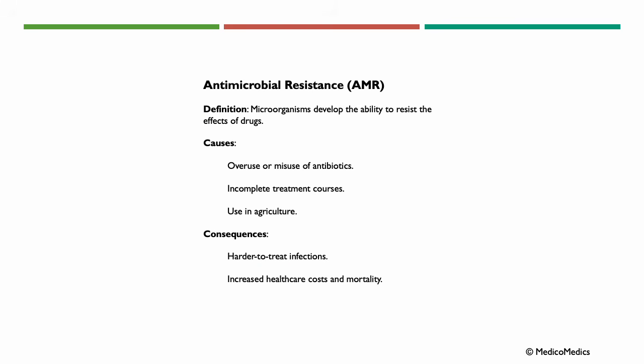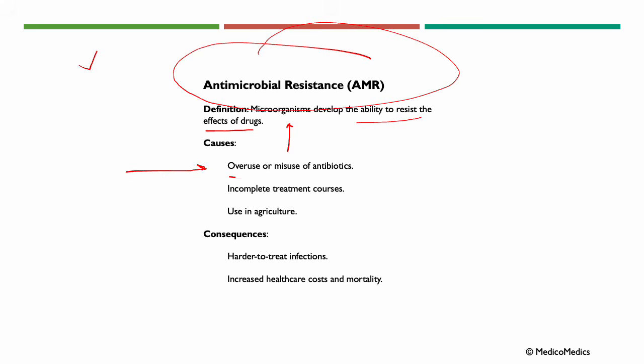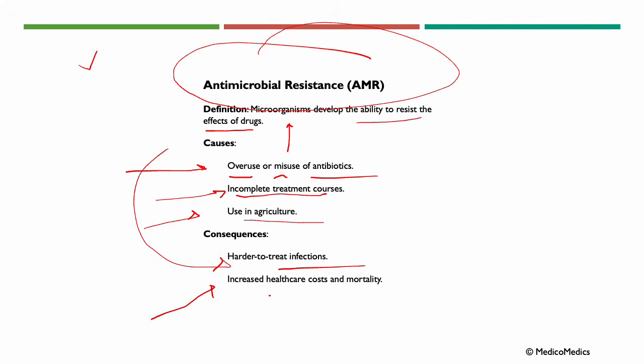Now, it's all beautiful and lovely that we have treatments for so many things, but microorganisms develop the ability to resist effects of drugs. We call this antimicrobial resistance. And causes of this are, for example, overuse or misuse of antibiotics. Another one is incomplete treatment courses. Its use in agriculture. And the consequences of this is that it's harder to treat infections, and it increases healthcare costs and indeed mortality.